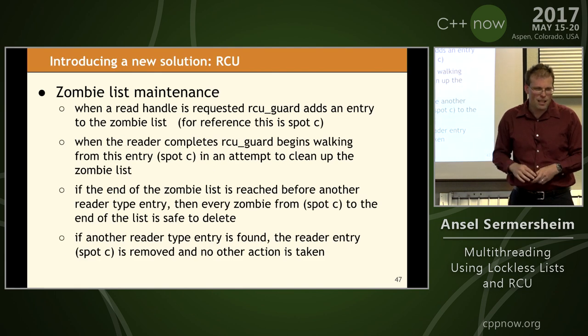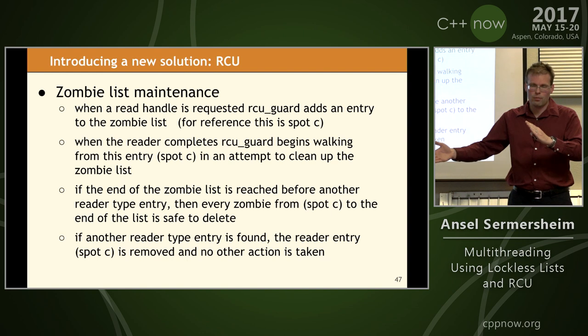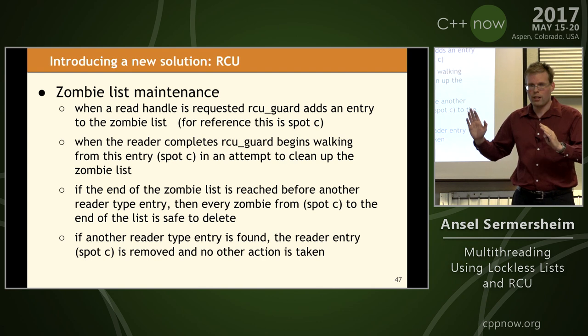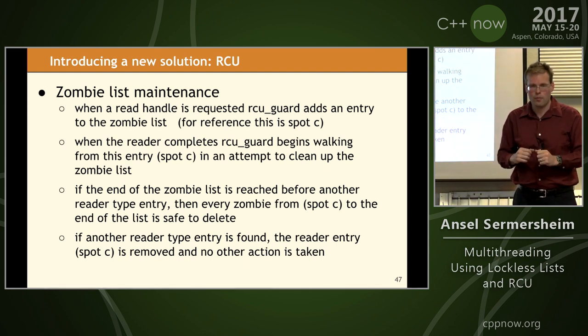So how do we maintain this list? When a read handle is created, it adds itself as an entry to the zombie list. When the reader finishes, it starts walking from its position in the zombie list toward the tail of the list. If it finds another reader before it gets to the tail of the list, it says, I am not the oldest reader. So there could be an older reader that still has access to these nodes. So I will leave it alone. I will remove myself from the list.